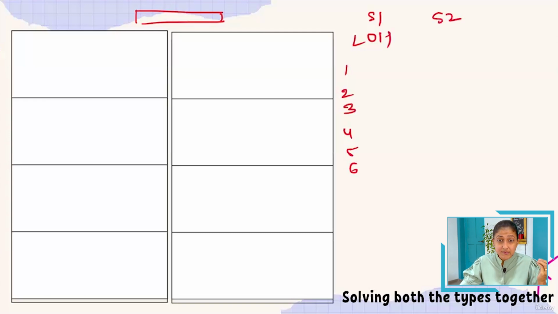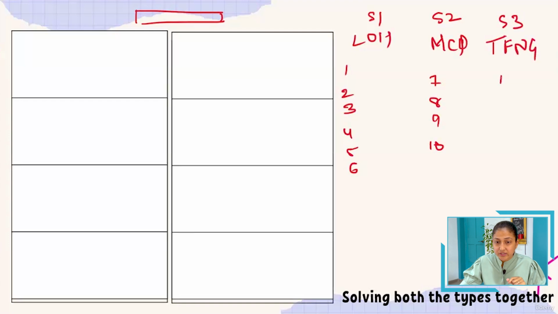Set 2 is, for example, multiple choice questions, wherein the questions are 7, 8, 9 and 10. And then you have the third set, set number 3, which is, let's say, true, false, not given, wherein the questions are 11, 12, 13 and 14. Perfect. So, now what should be your strategy?